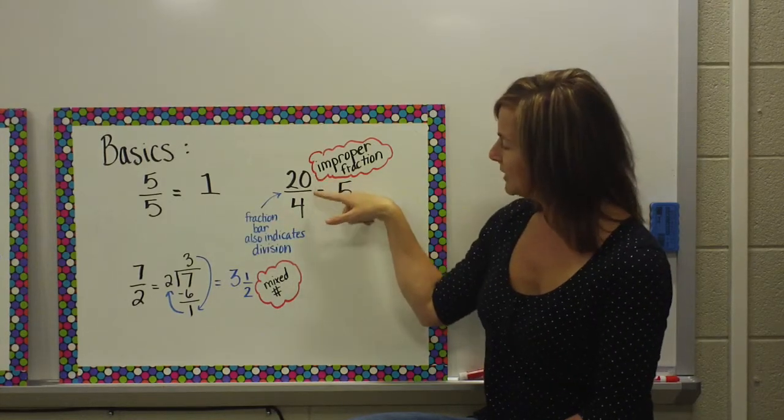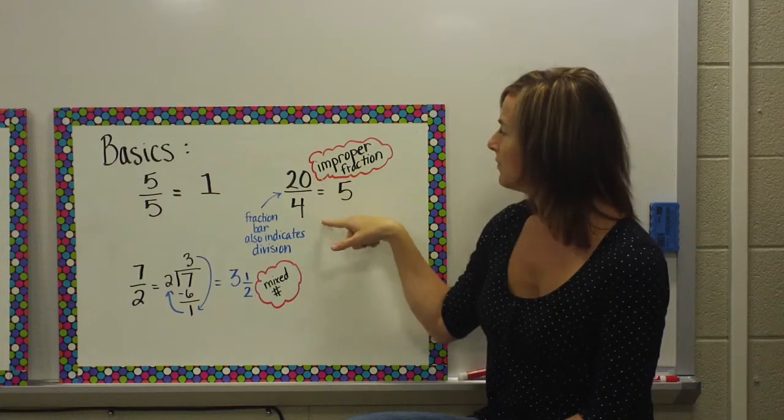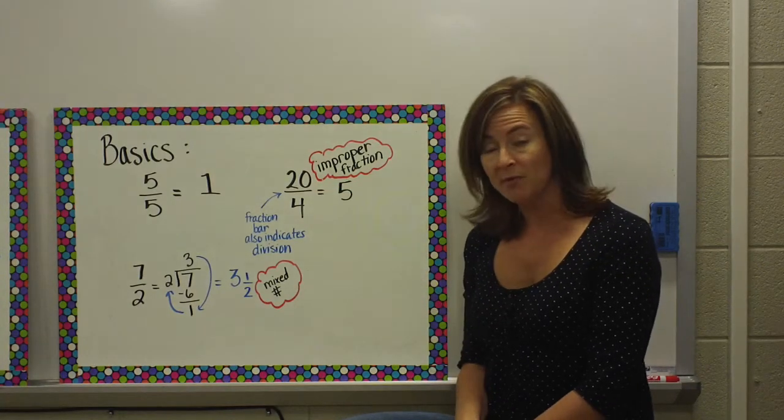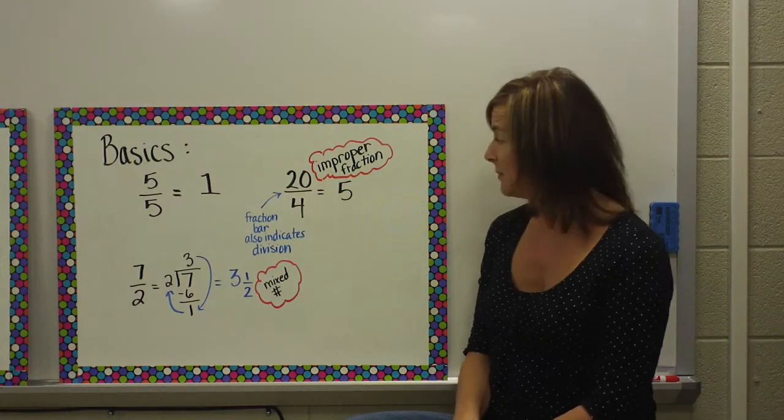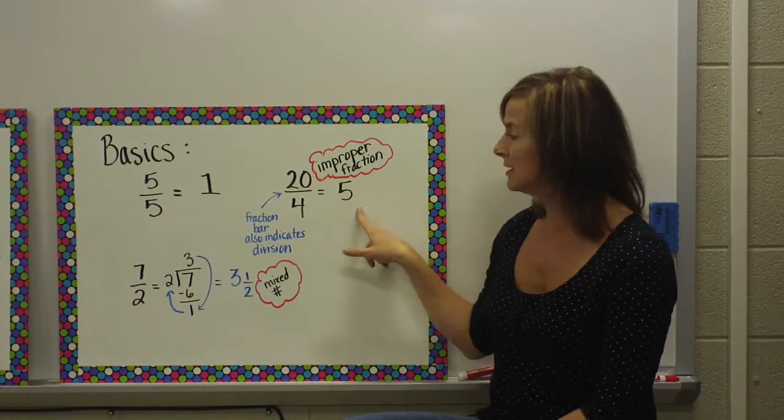If I have a fraction written like this, 20/4, or 20 over 4, that's known as an improper fraction when the numerator is larger than the denominator. To simplify that, 20 divided by 4 gives me 5.